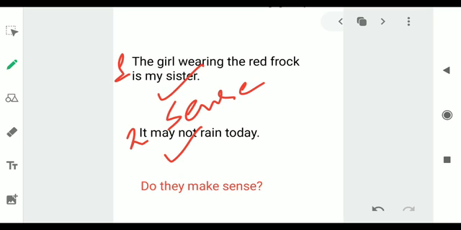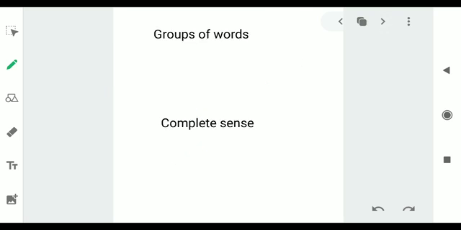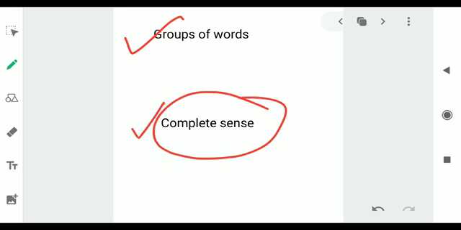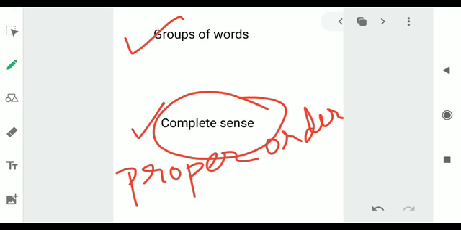So let's move to the two conditions required to call a sentence. A sentence is a group of words and complete sense. Now, what do we mean by the word complete sense? Complete sense means that the words should be arranged in proper order. Just because if they are not arranged in a proper order, they will not make any sense. We cannot understand the meaning if they are in jumbled form.